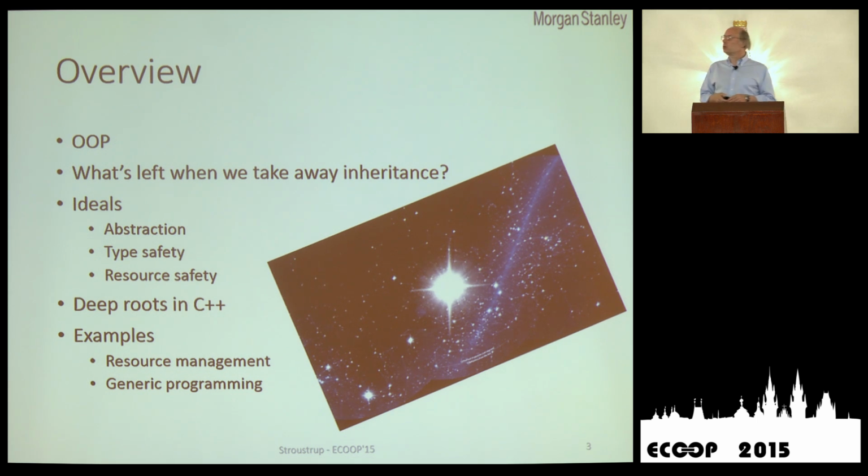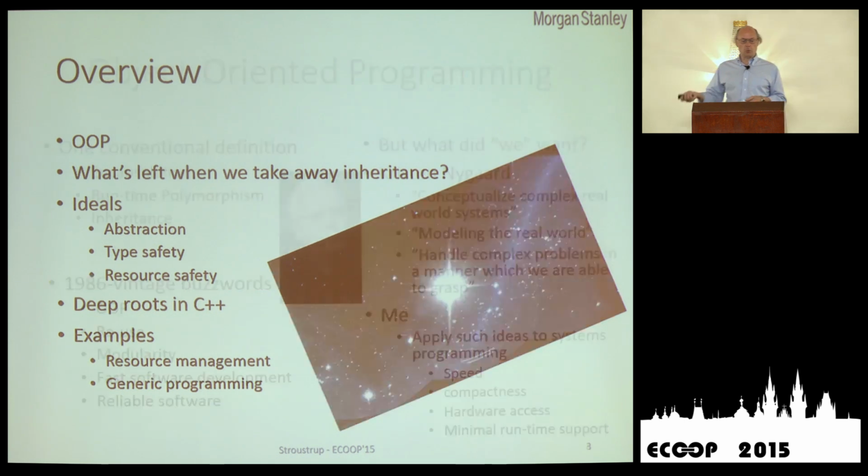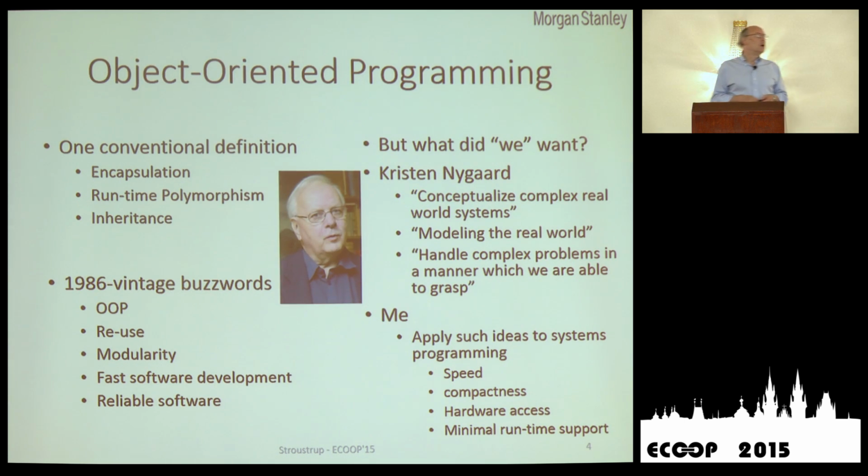I am going to talk a little bit about object-oriented programming, and then basically what's left of object-oriented programming if you take away inheritance. Then I'll talk about some ideals that I think are important, and then I'll show how this is rooted in C++, what I'm going to say further on, and then I'm going to give some examples.